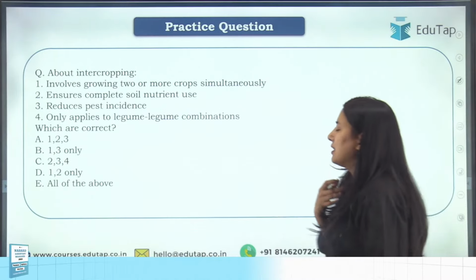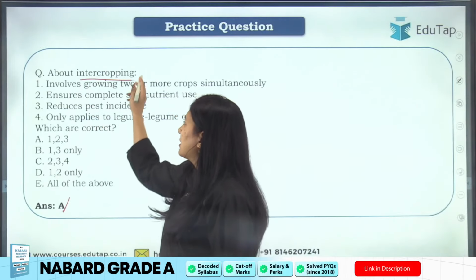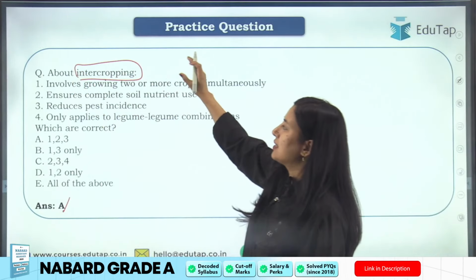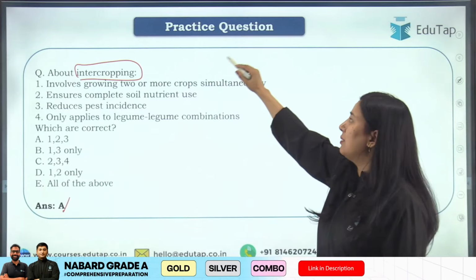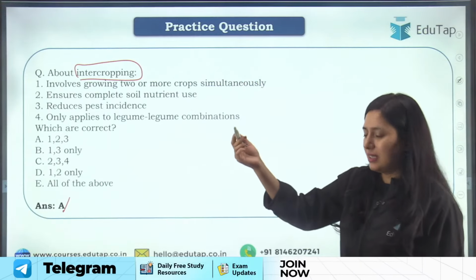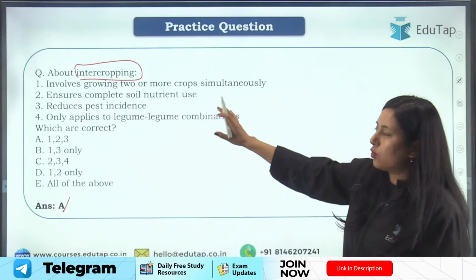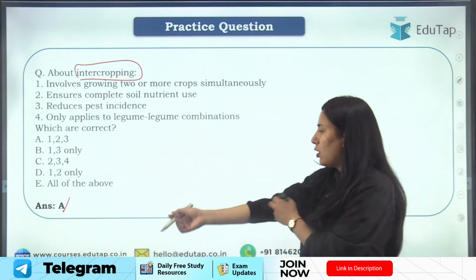So students, here the answer will be again option A. Okay? So we have to discuss here about intercropping. Now see, this is a question of chapter 4, which is cropping system. We will be discussing it tomorrow, but no issue if this question is here. We will discuss a bit about it today, and in detail we are going to cover it tomorrow. Okay? So what is intercropping, students?